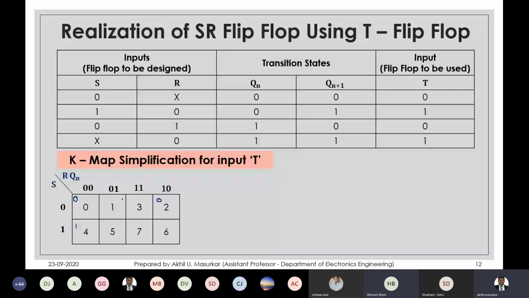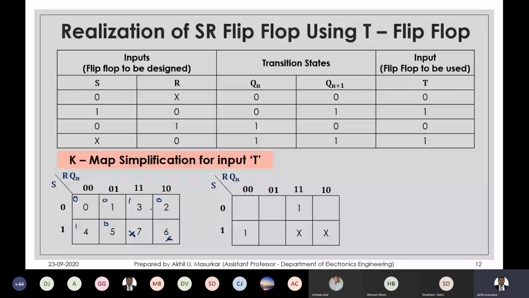Then 001 is 0. Okay, and 101 is 0. And 7 and 6 are don't care. Okay, let's check this K map. That is perfect, Hemant. So here we are having 1, and here also we are having a 1. Here we are having don't care. That is right. Correct. So tell me the equation for T, Hemant.